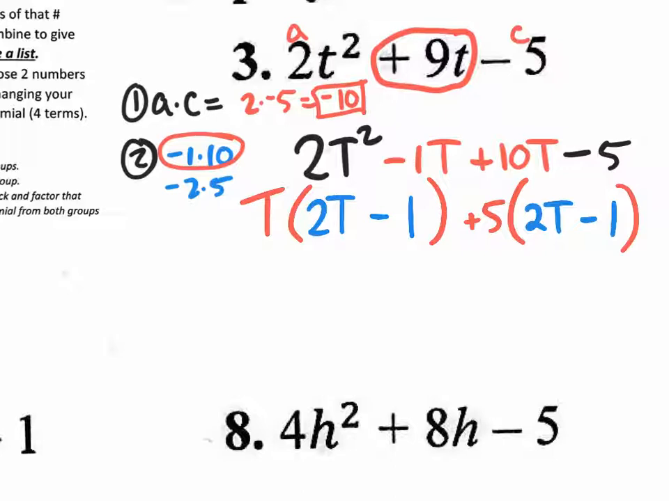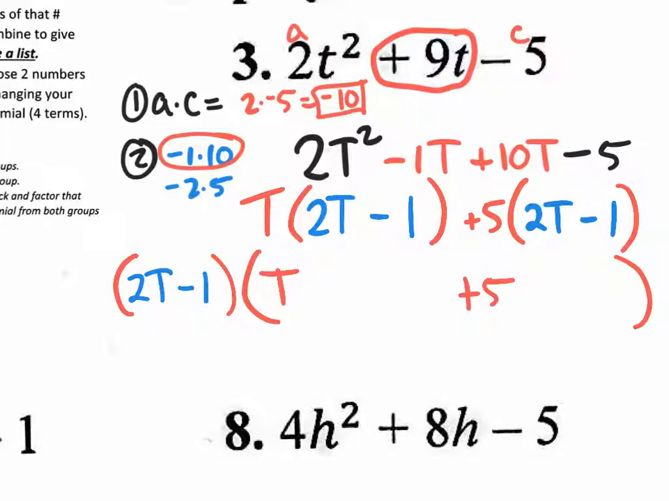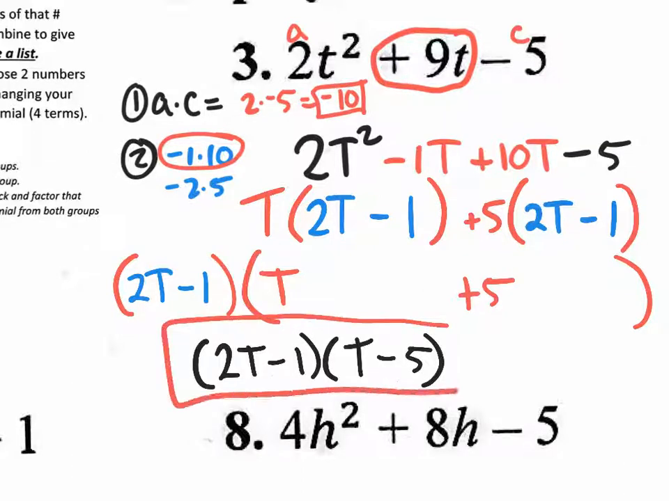So from there, we could pull out that 2t minus 1 from each group, and we will have a t plus 5 left over. So the final answer is 2t minus 1 times t plus 5.